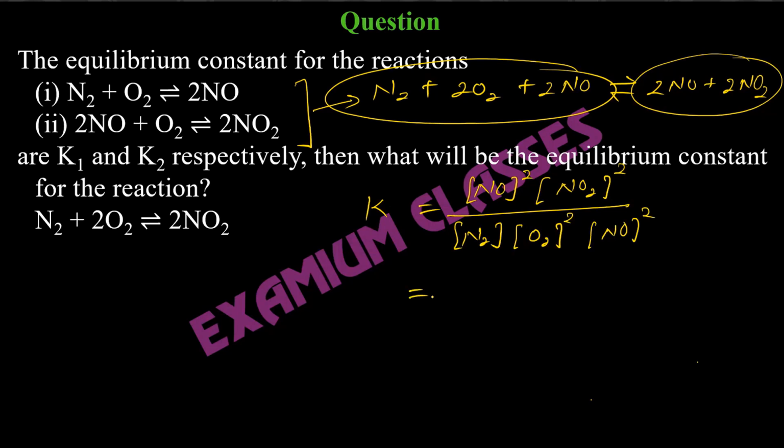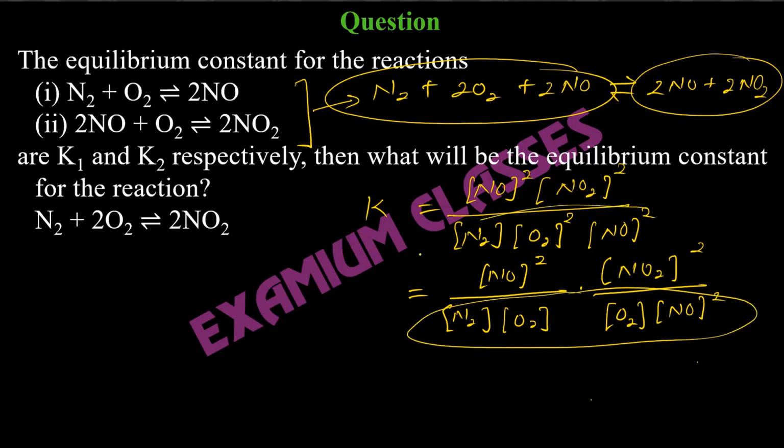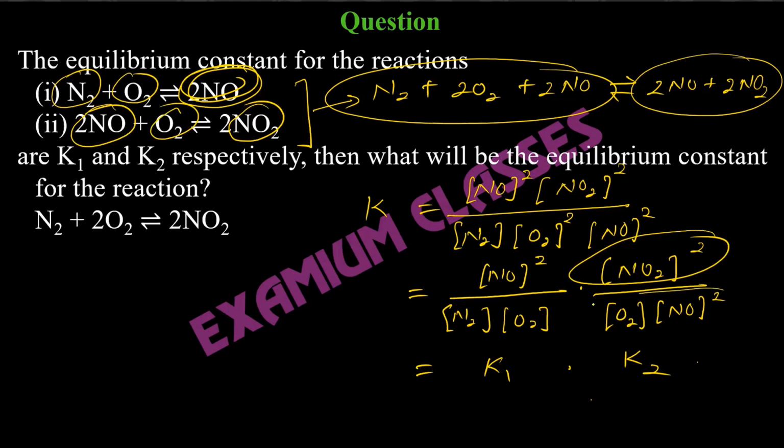Now you can rearrange these. You can write it as NO whole square divided by N2 and O2. And second, you have taken NO2 whole square divided by the remaining part of this, NO whole square and O2. If you multiply these two, you will get the denominator here. Now you can see that this is K1 and this is K2. K1 will be NO whole square divided by N2 O2, and K2 will be NO2 whole square divided by NO whole square and O2, which you have here.